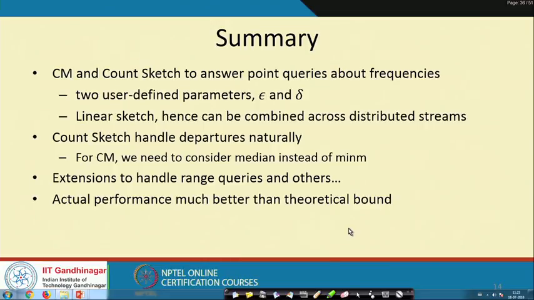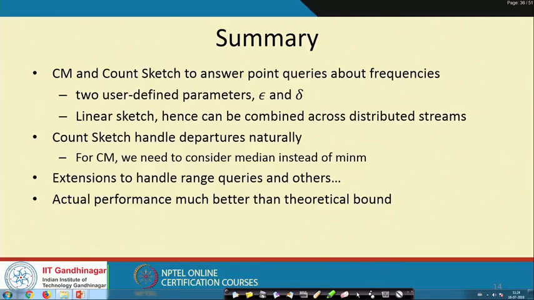Okay. So, just to summarize, in this lecture and in the previous one, we talked about CountMin and CountSketch to answer point queries about frequencies. They have 2 user defined parameters, both of them dependent on epsilon, the error parameter, and delta, the probability bound. Right. Both of these are linear sketches, right, and this is very effective because they can be combined across distributed streams.